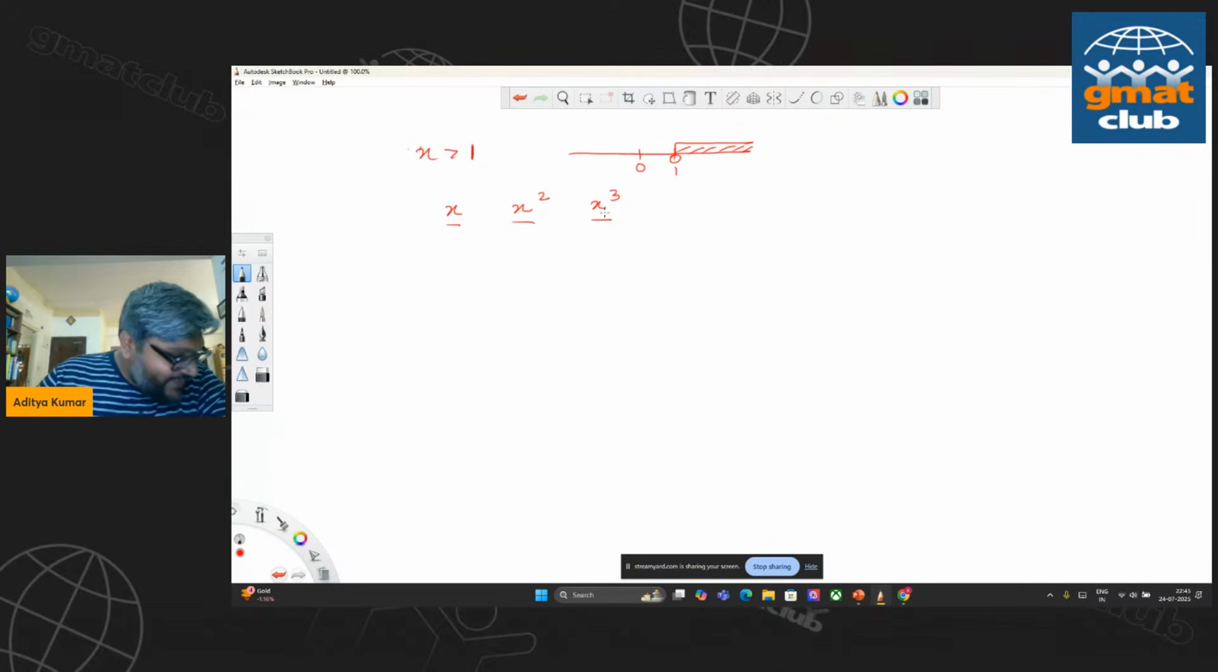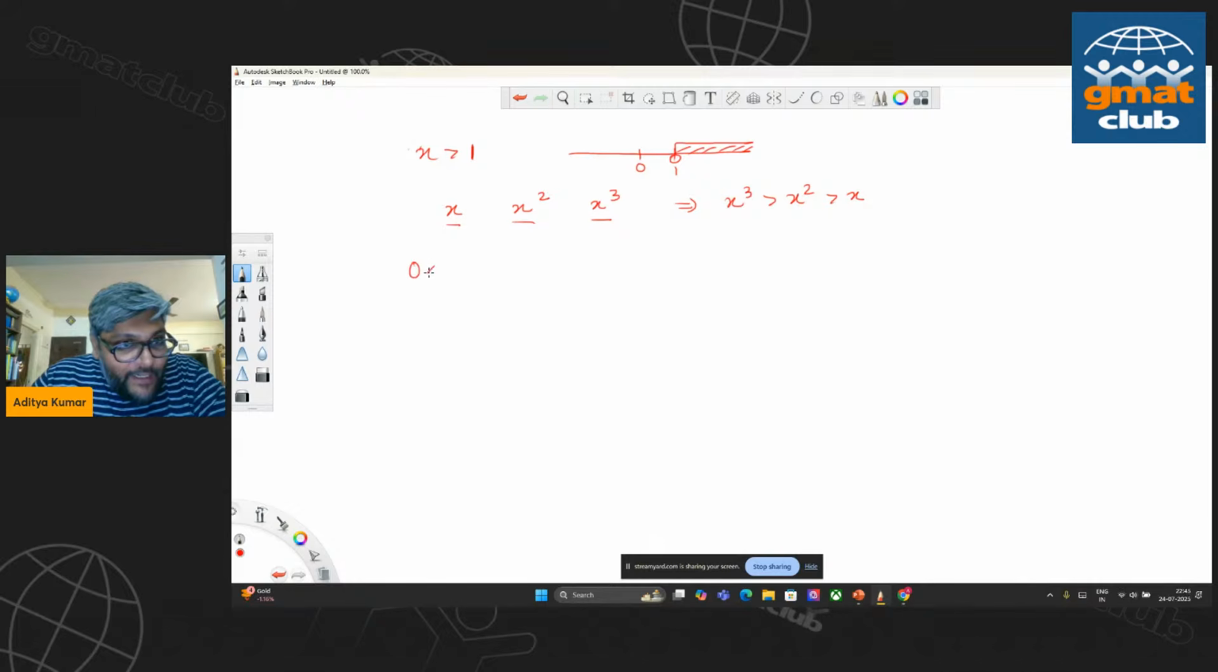X would be the greatest. Think about it. Now take a number, right? I mean, it's absolutely fine to take a number. So if I take 2, I'll get 2 square, I'll get 2 cube. Take 1.1 as well, right? So if I have x is greater than 1, then the general relationship will be x cube is greater than x square is greater than x. But what if I take a value between 0 and 1?